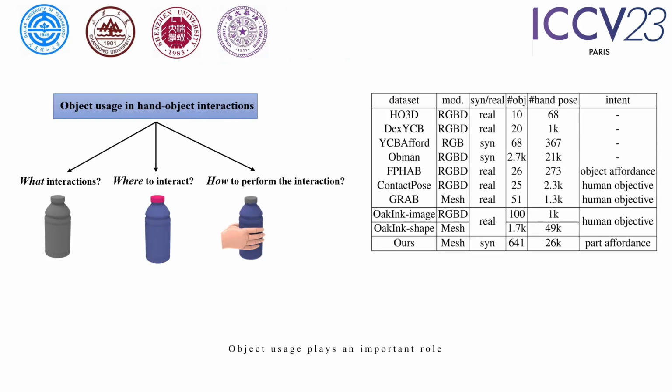Object usage plays an important role in a functional hand-object interaction task. The agent needs to understand what interaction to perform, where to interact with the object, and how to perform the interaction to achieve the purpose.